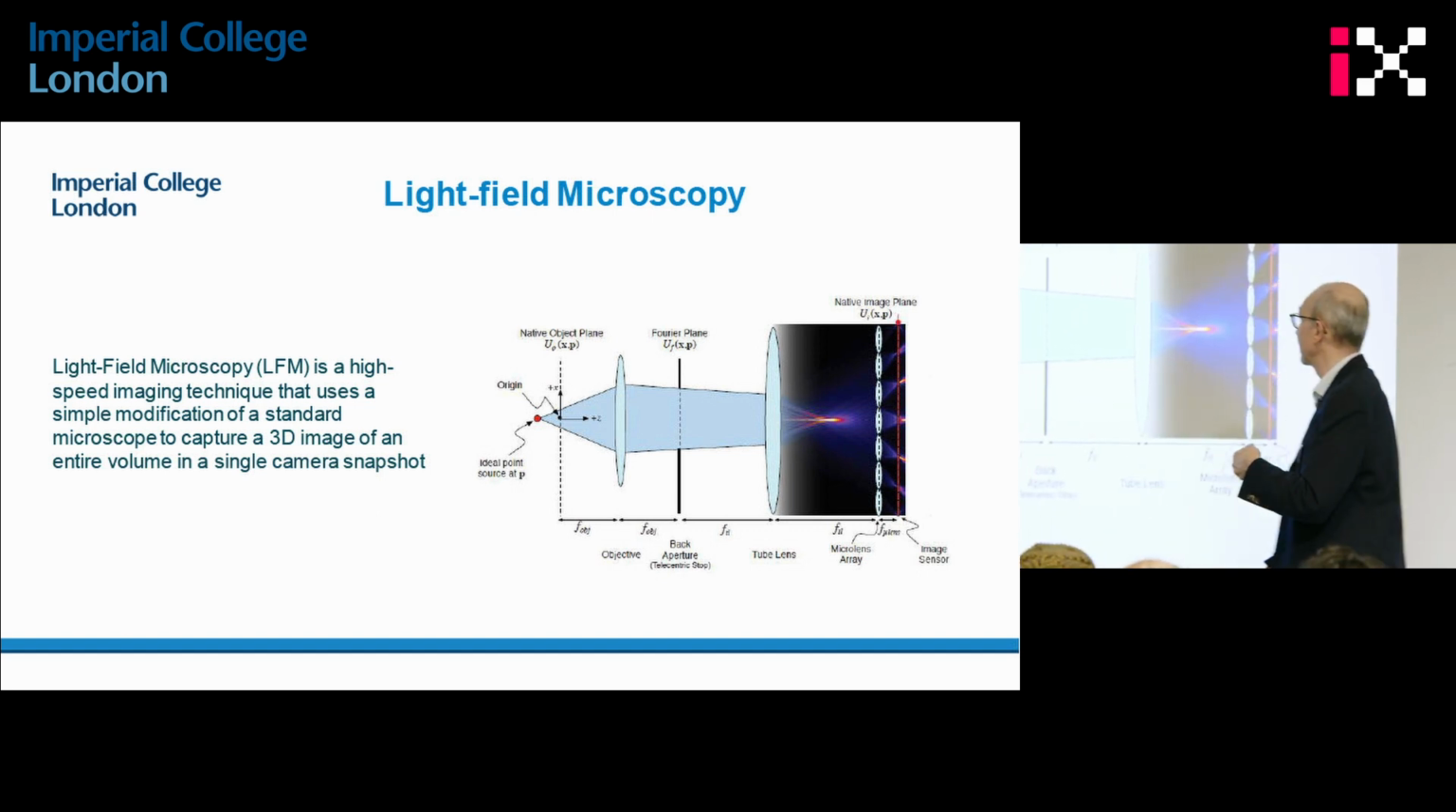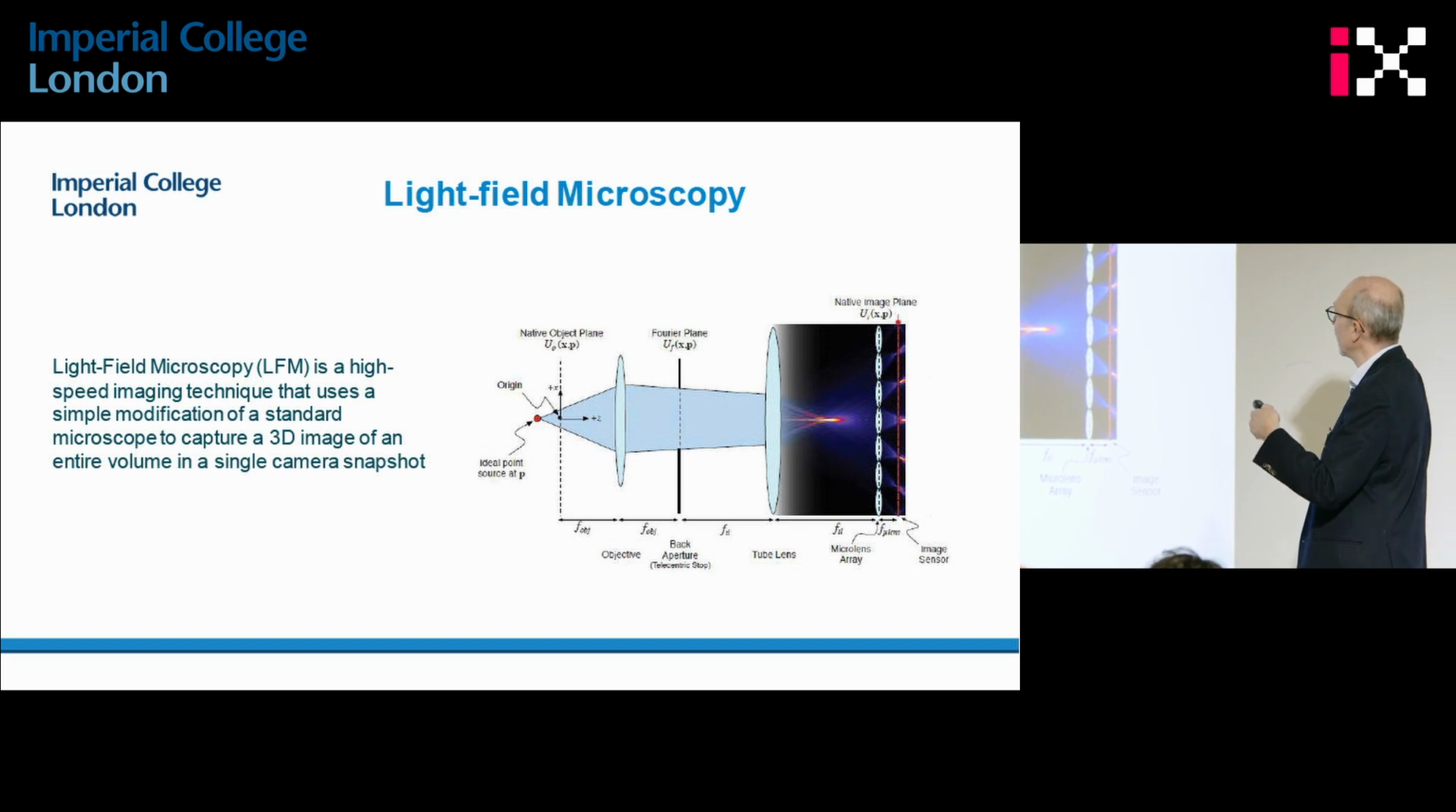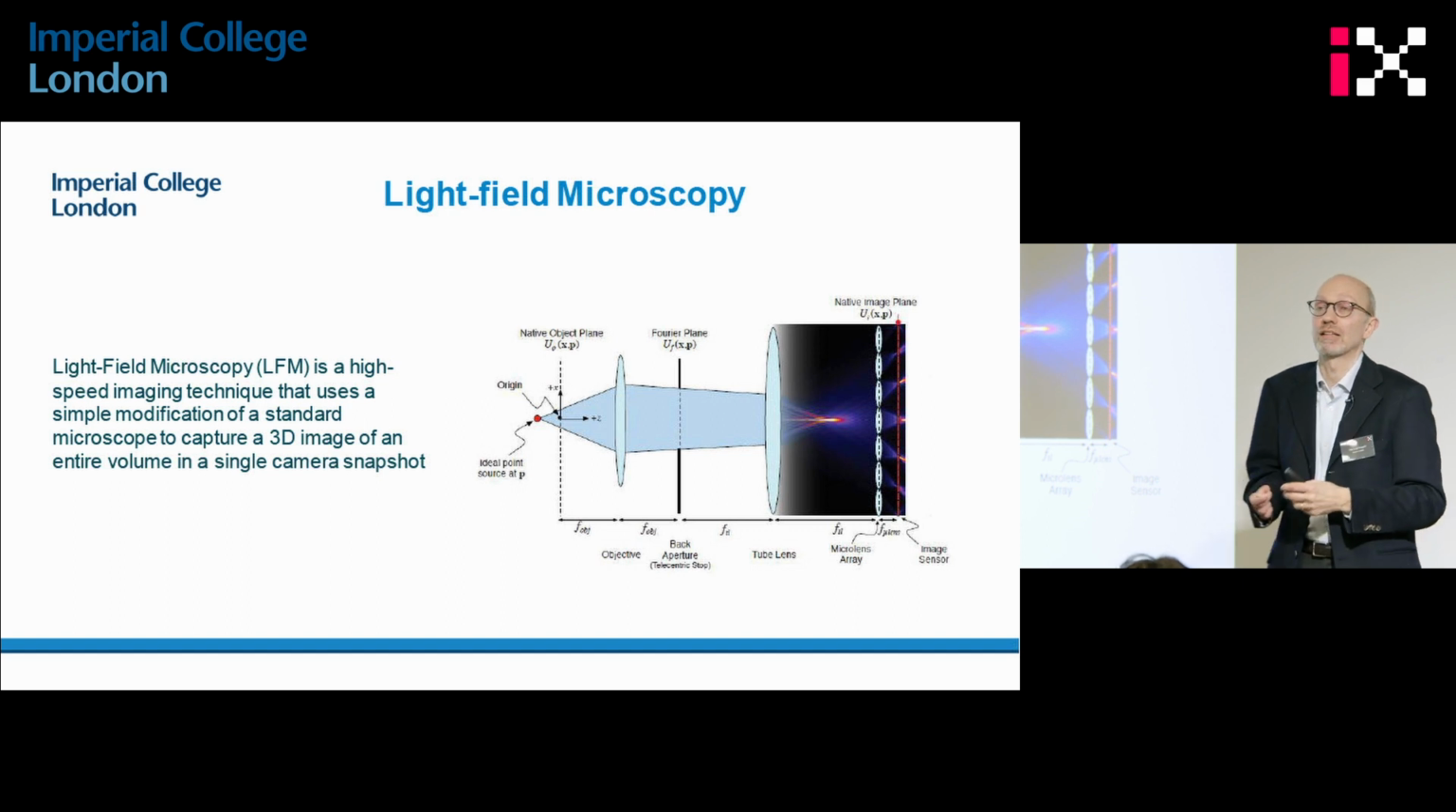The idea here is that up to here is a normal microscope. Here is where you have your sensors that collect the light, so this is where the image is formed. Before that, you create this set of small lenses. Each of these is a lens. So you create what is known as a micro lens array.